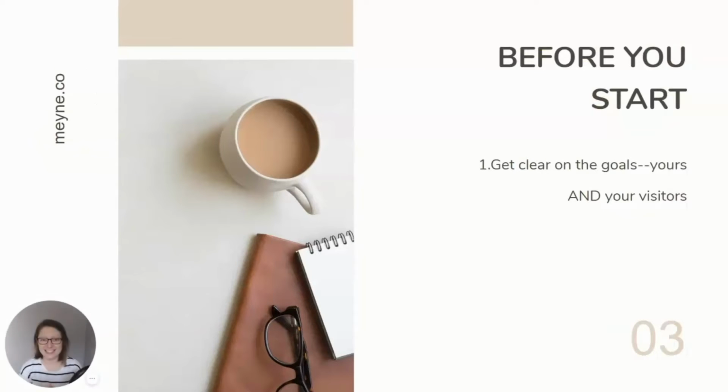Before we get started, there are a couple of things that we need to be really clear on. First is both your goals for your blog and your readers' goals for your blog. They have goals when they're visiting you, just like you have goals when you're blogging in general. So it's really important that we don't go about your whole blog or your homepage with just your goals or just your readers' goals in mind. We really need to marry the two and serve both of them.